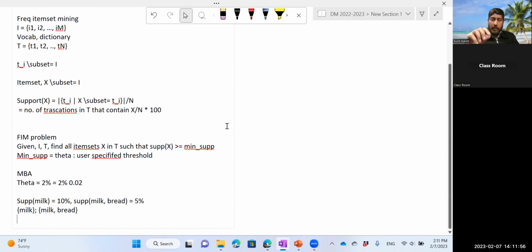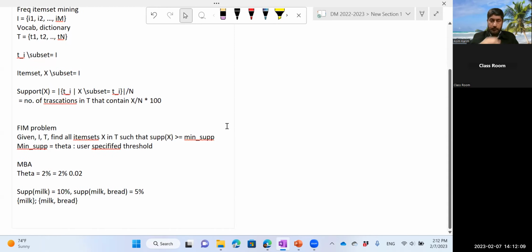Okay? So the goal in frequent item set mining is to find all such item sets X, not just milk and milk bread, all such item sets. Okay, so that's the goal. So the parameter minimum support or theta is user specified, and we will discuss later on the implications of this parameter on the analysis. Okay. Any questions? Okay. So this is the general setting of the frequent item set mining problem.